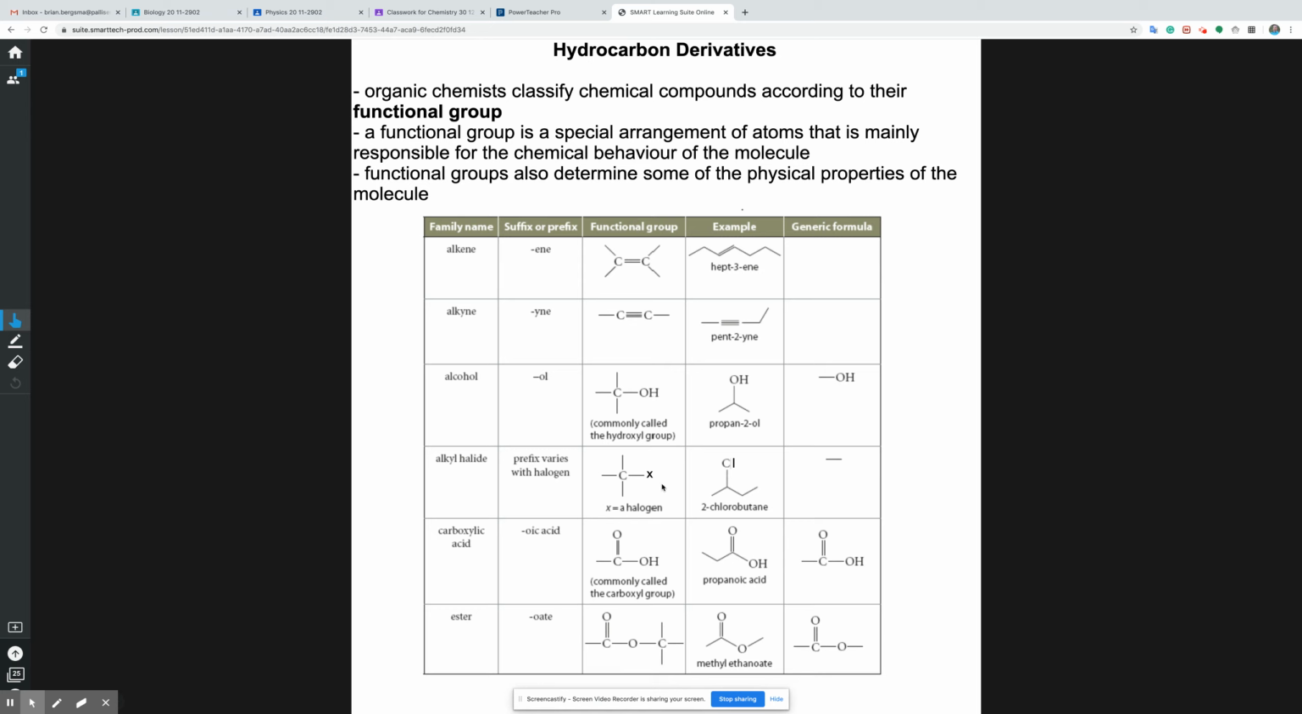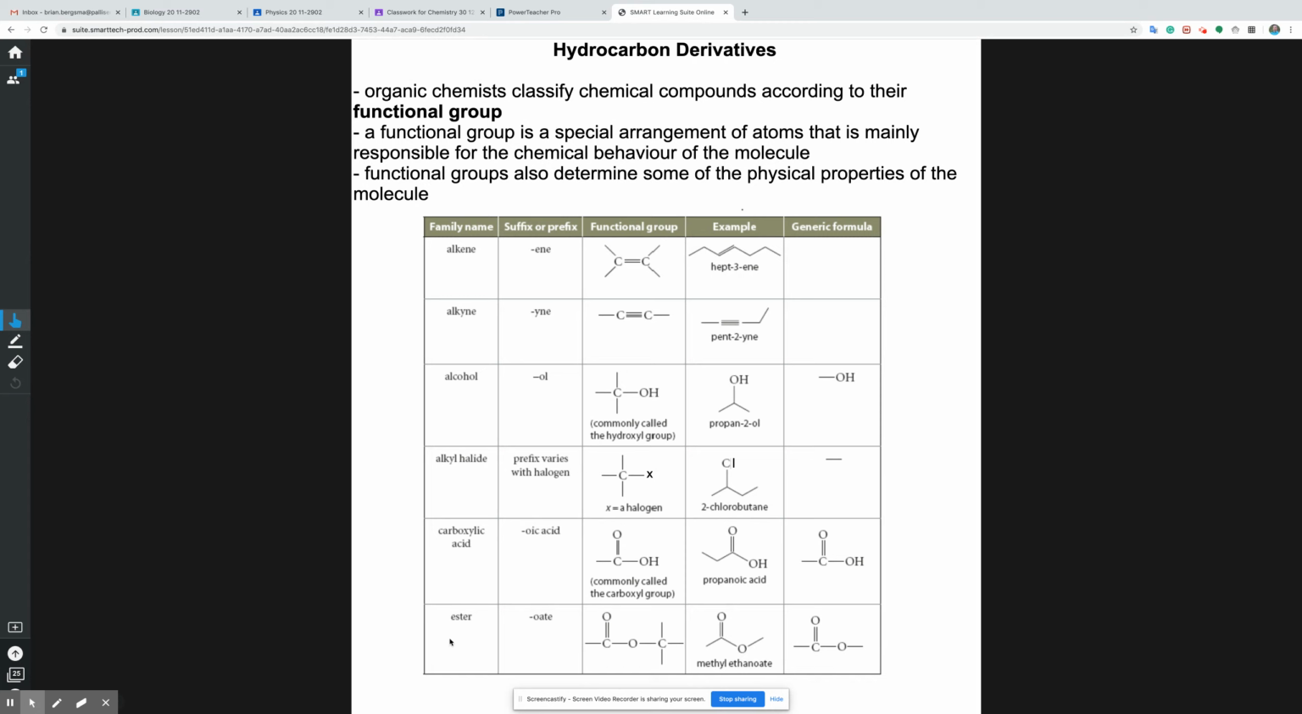Carboxylic acids are the next functional group. They end in -oic acid for their suffix. Their group, on the end carbon, will have a double bonded O, and then a single bond to an O, which is then bonded to an H. This is called the carboxyl group. We'll go into them more. Again, you count up, so we have 3 carbons, 1, 2, 3. So it's propan, and they're all single bonded, so we get the -an. And then propanoic acid.